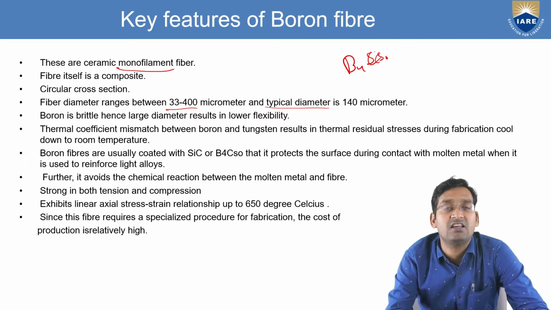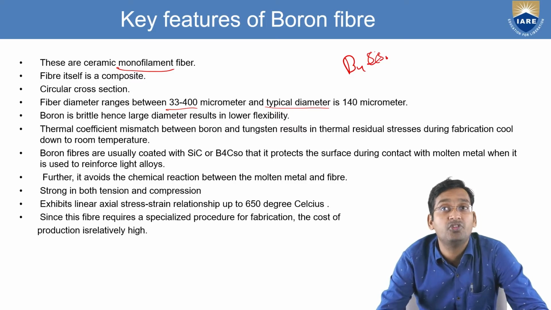Boron fiber is strong in both tension and compression. Whether tension force or compression force is applied, in both cases it is strong. It exhibits a linear axial stress-strain relationship, which means it obeys Hooke's law. The axial stress-strain relationship is linear up to 650 degrees Celsius. Up to 650 degrees Celsius, if you heat the boron fiber, it obeys Hooke's law. Beyond that, its properties will change and it won't be linear.